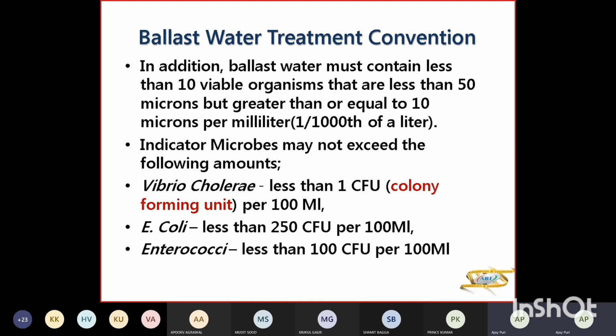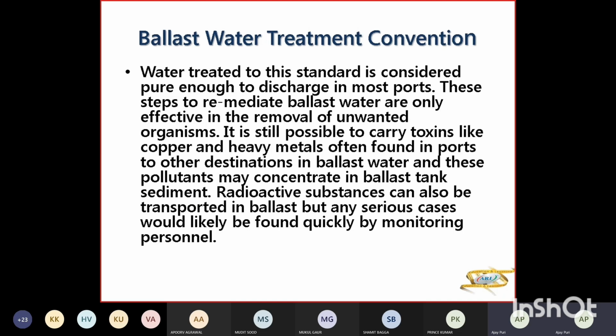Then your indicator microbes are for your bacteria. Vibrio cholerae, that causes cholera, should be less than 1 CFU, which is colony forming unit, per 100 ml of ballast water sample. Escherichia coli or E. coli, less than 250 CFU per 100 ml. And intestinal enterococci should be less than 100 CFU per 100 ml. So all this you have to remember for D2 standard.